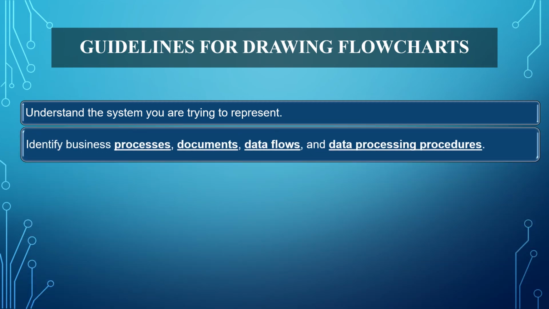The second one is to identify the business process, documents, data flow, and data processing procedures. You need to understand this. This can also be done by looking into the manual of the transaction if the company has one, or by asking questions, interviewing, and observing. All of that can bring you a better understanding of the business process, the documents, the data flow of the process, where it starts, how it's controlled by the procedures, and where it ends.